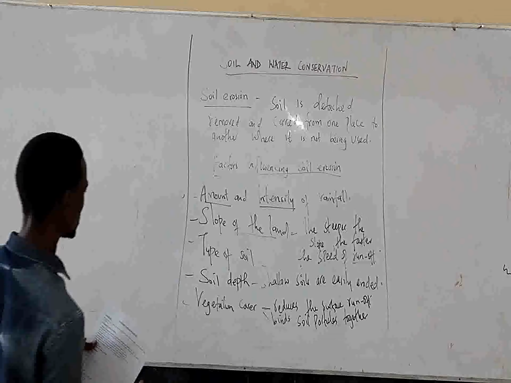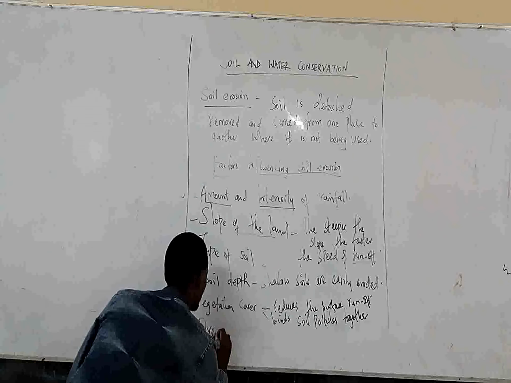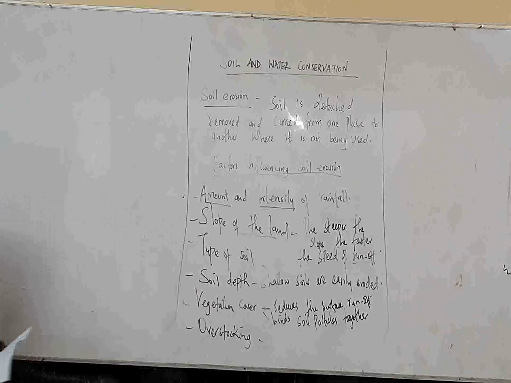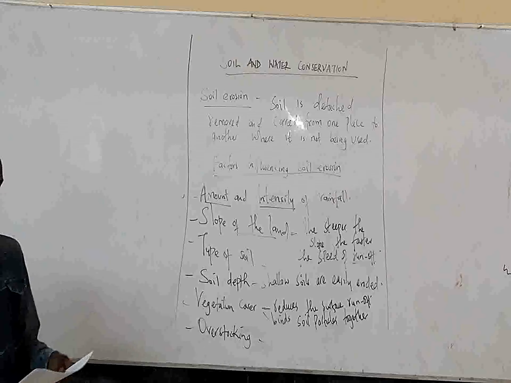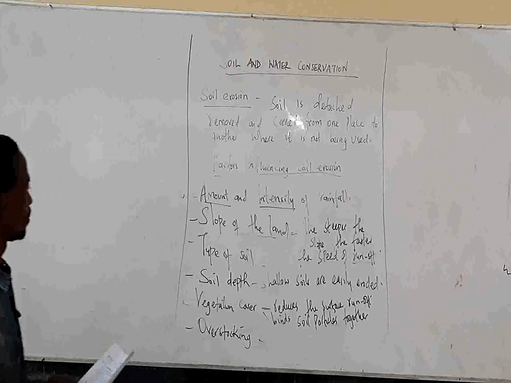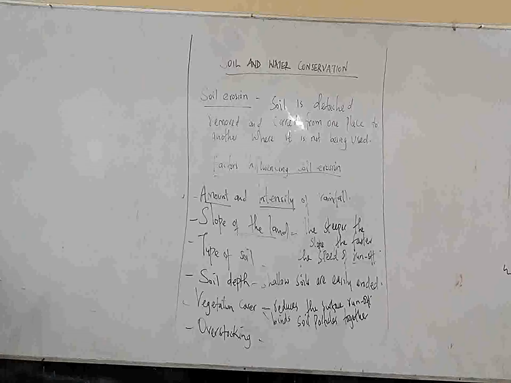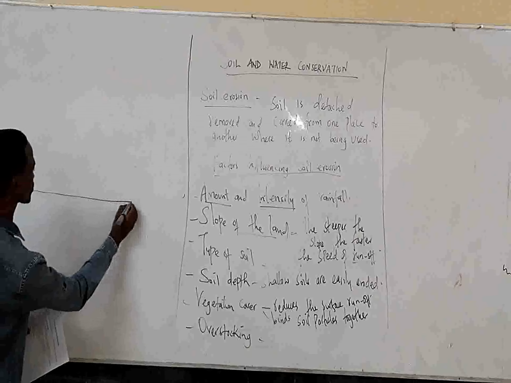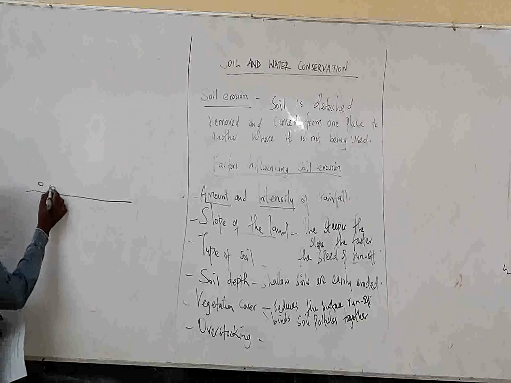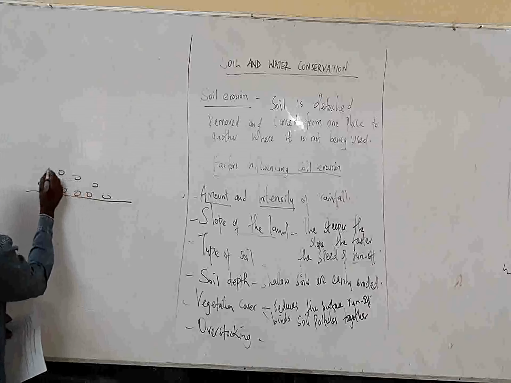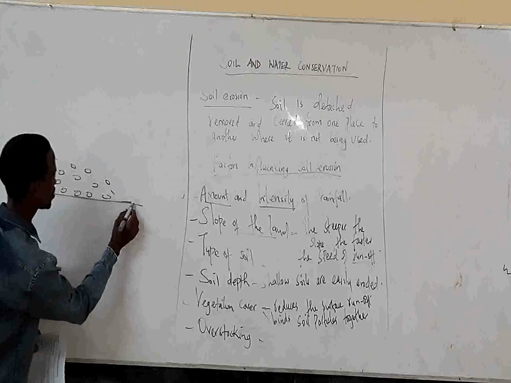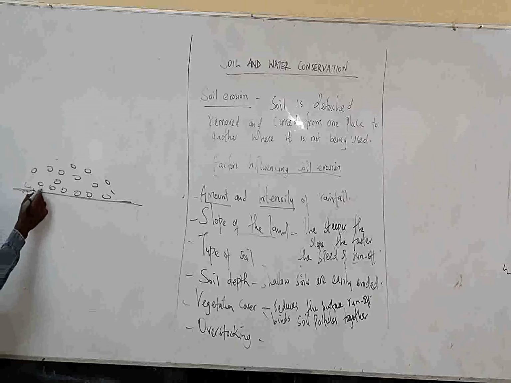The next factor is overstocking. The term overstocking refers to the practice of rearing many animals in a small area. So where we have so many animals reared in a small area, we are going to have trampling by their hooves.